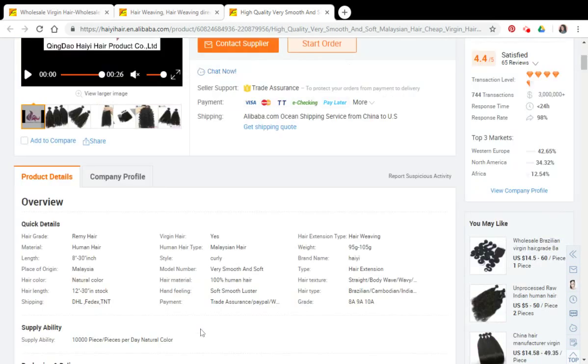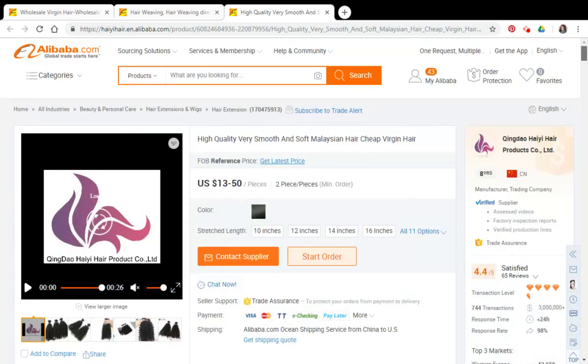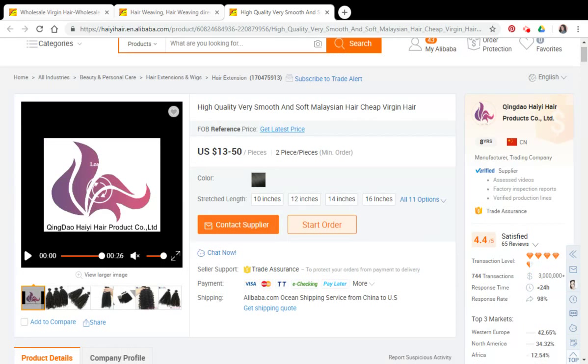Again, they're using Brazilian, Cambodian in the grading system. I realize that some companies do that. I'm not a huge fan of that, but I realize that some companies do that to advertise their hair. So that's one of those things that you will have to deal with when you get further down the filtering process. Okay, so let's look at the reviews.